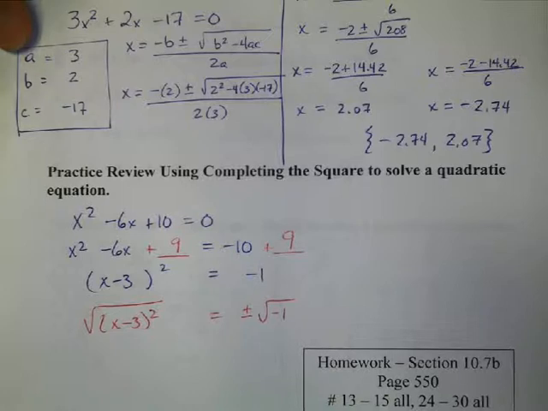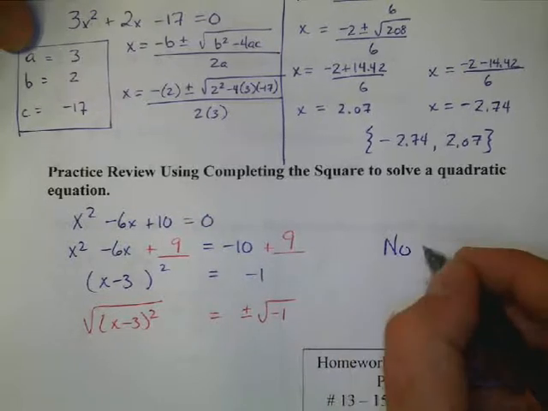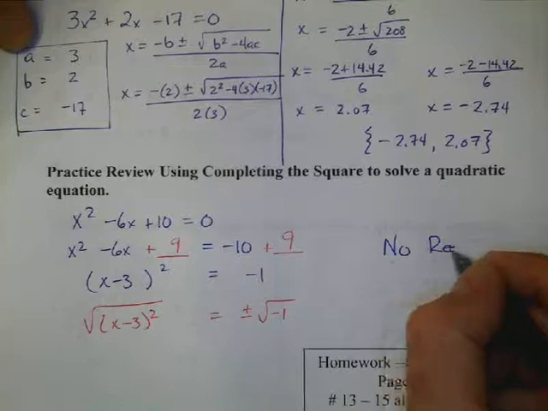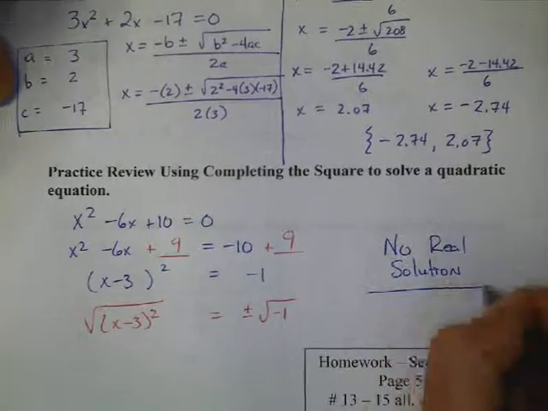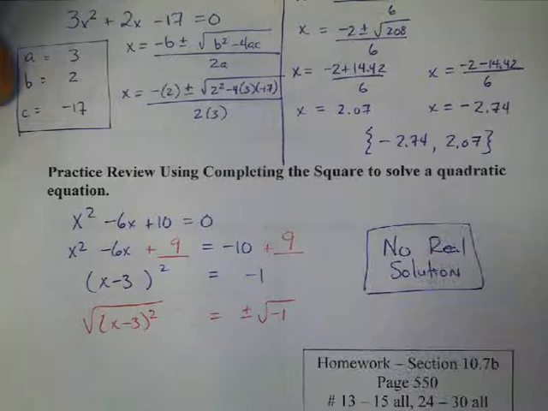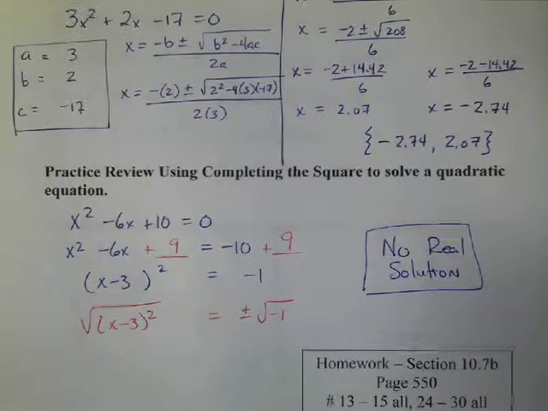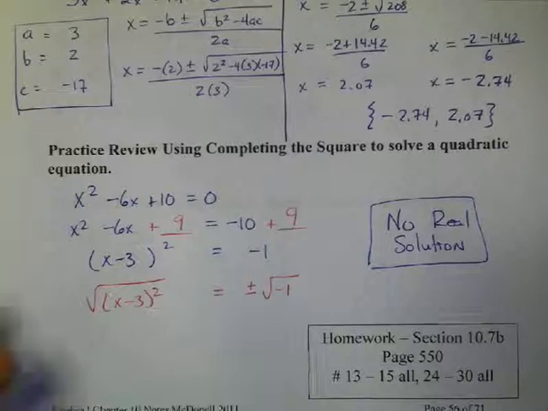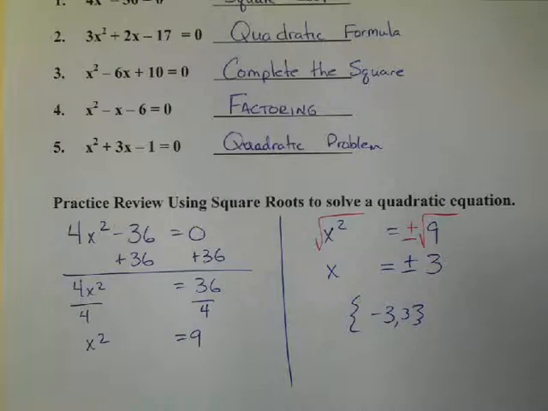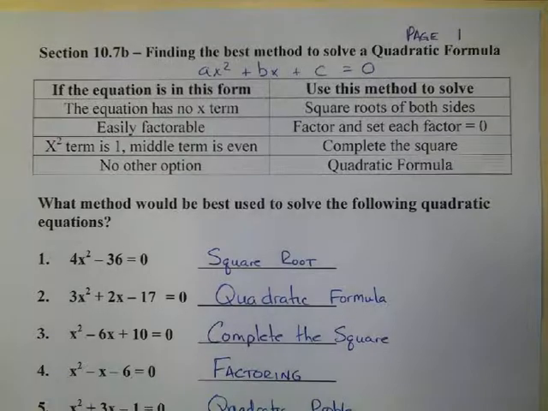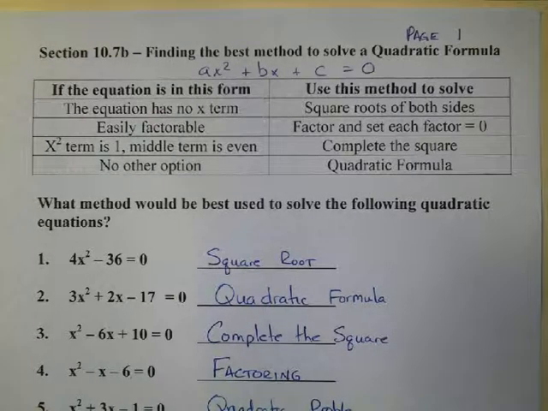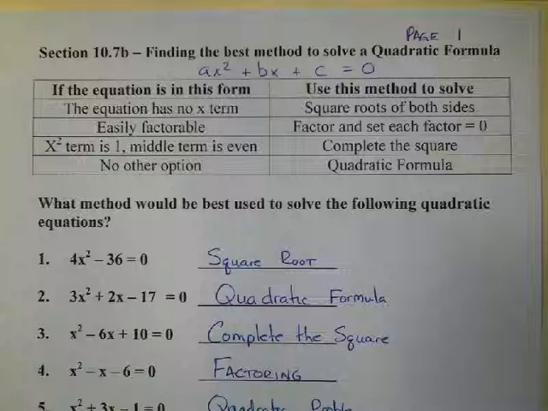We then take half of 6, square it, and add it to both sides, and that's a 9. Rewrite it as a binomial squared, x minus 3 squared equals -1. We now take the square root of both sides, and we take the square root of x minus 3 squared and the square root of -1, remembering the plus or minus. It seems on this problem we're not going to have to go any further because the square root of -1 doesn't exist, and so our answer is no real solution.